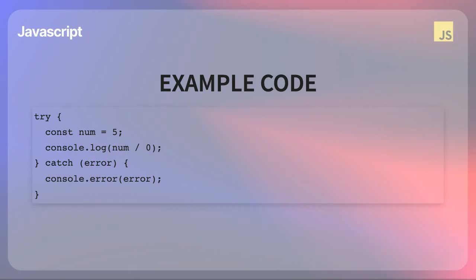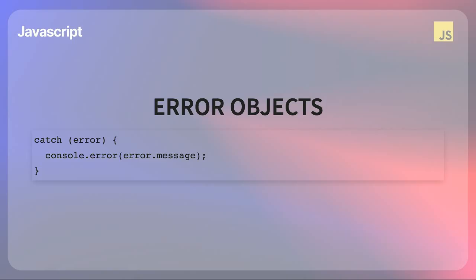Let's see what happens when we use a try-catch block to handle an error. We'll write some code that attempts to divide by 0, which will trigger our catch block. When an error occurs, the catch block receives an error object. This object contains information about what went wrong, including the message, name, and stack trace.